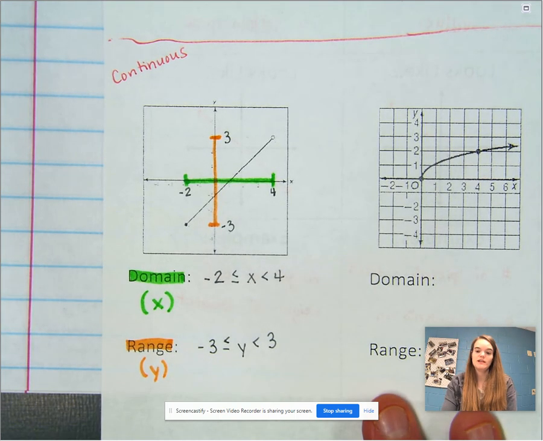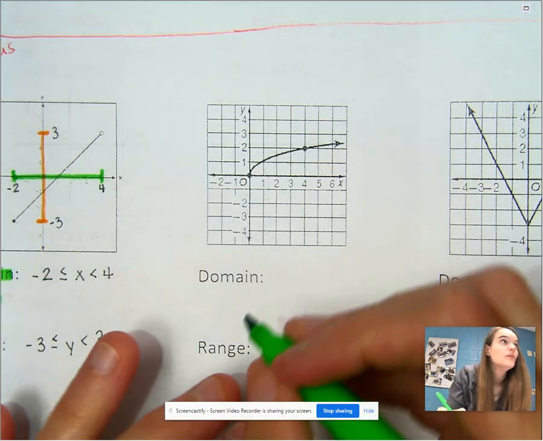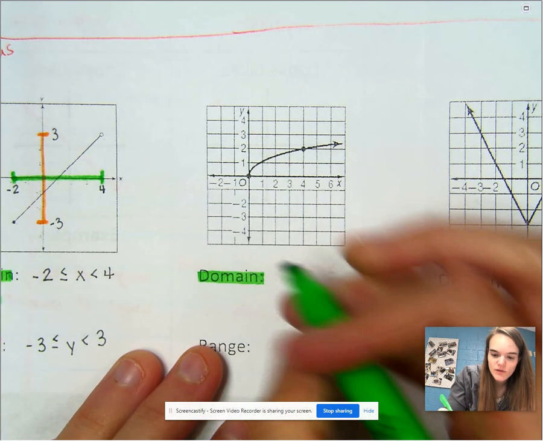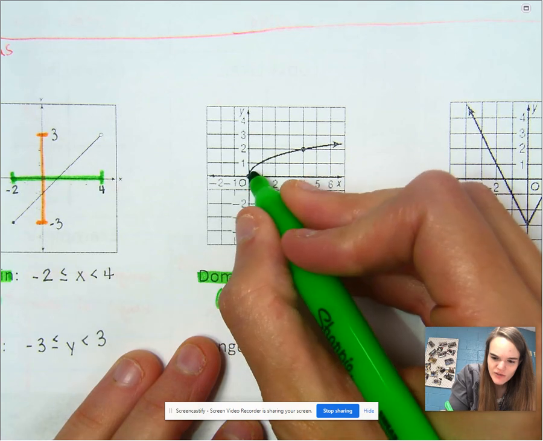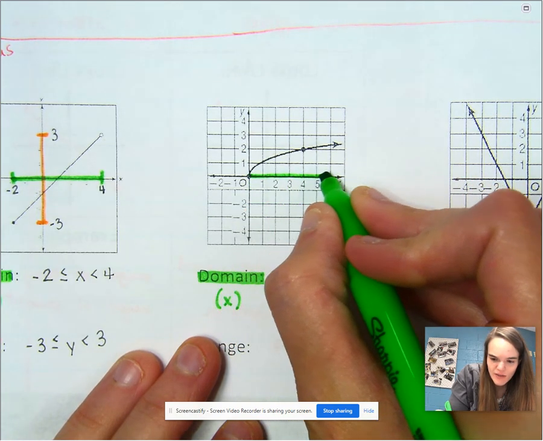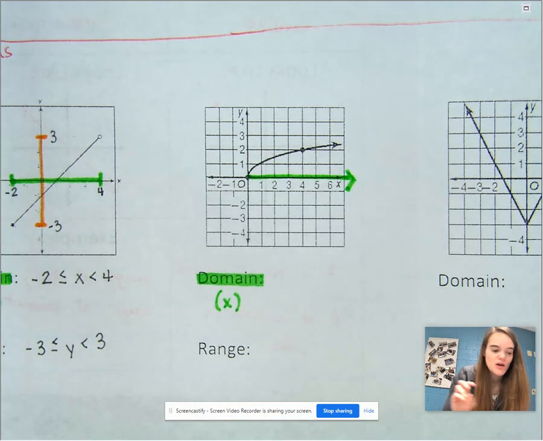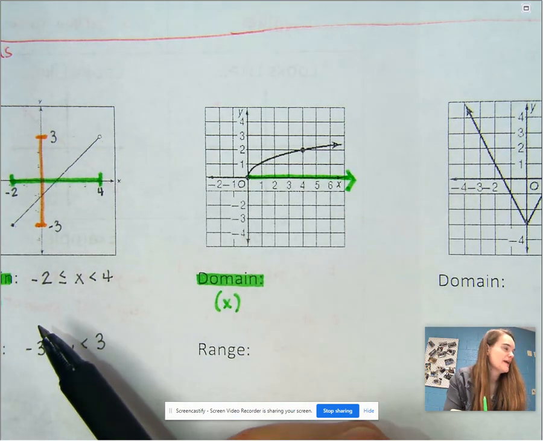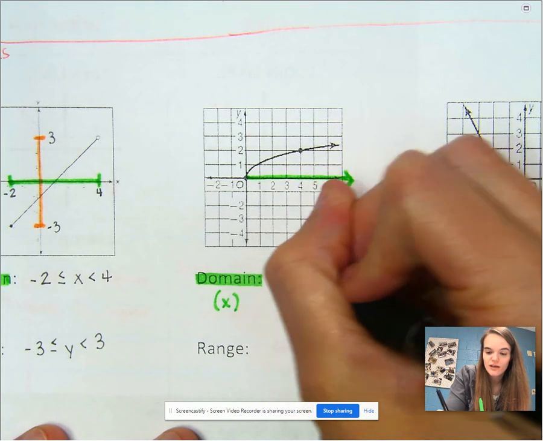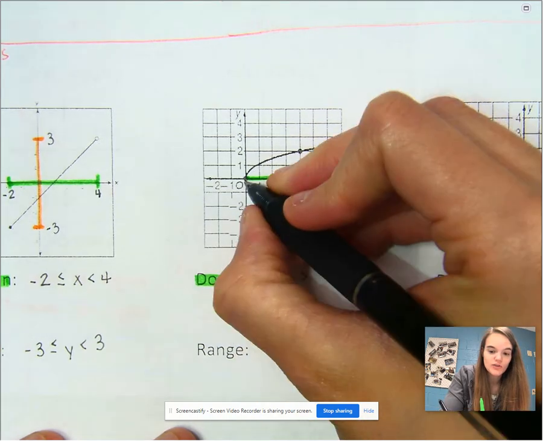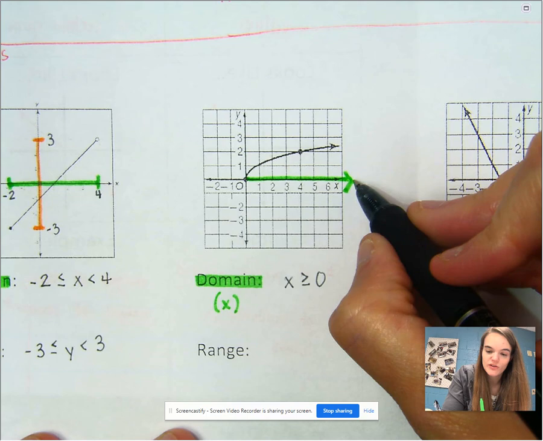Let's look at domain and range for this next one. Domain is the x values. Here is x. It starts at 0, and then it keeps going. Notice how it has an arrow? That means it goes on forever, which means it's not a compound inequality. It's just a regular inequality. It is x is greater than or equal to, because it's closed, 0. It is every single x value bigger than 0.